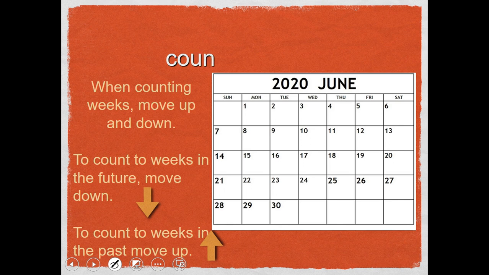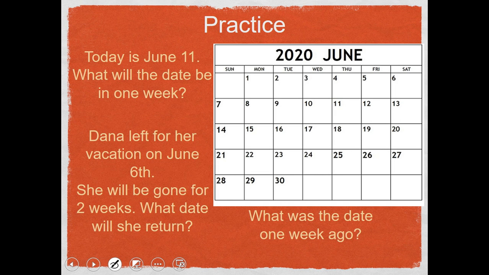Now, when we are counting weeks, we actually just move up or down. So if we're moving down, we're counting weeks in the future, and if we're moving up, we're counting weeks in the past. Okay. So if today is June 11th, what will the date be in 1 week? So all I'm going to do is move it down 1 week. So that's just 18. Or you could count 7, 1, 2, 3, 4, 5, 6, 7. It's up to you, but it's really easy just to move up and down by 1 because we know that it's a week. So the date would be June 18th.